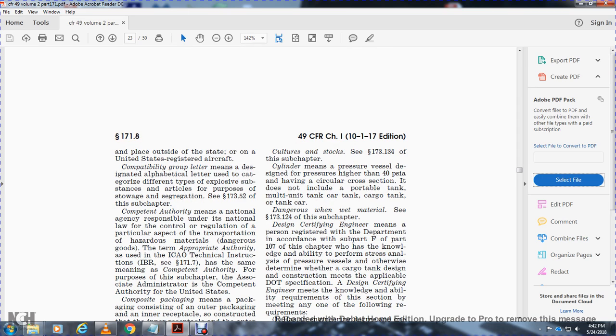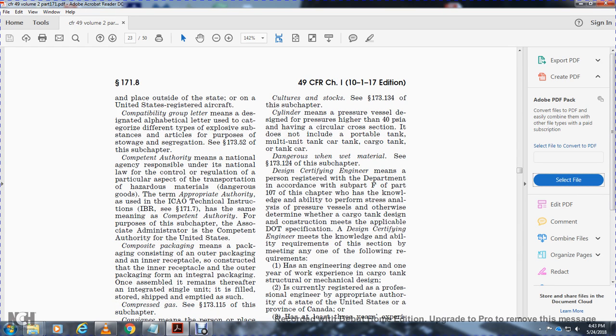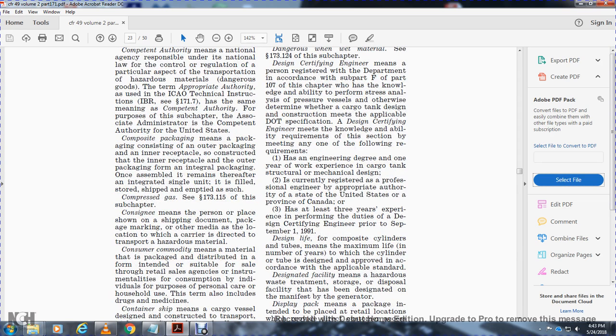Design certifying engineer means a person registered with the department in accordance with subpart F of part 107, who has the knowledge and ability to perform stress analysis of pressure vessels and otherwise determine that the cargo tank design and construction meet the applicable specification. A design certifying engineer must meet the knowledge and ability requirements of this section by meeting one of the following: has an engineering degree with at least one year of work experience in cargo tank structural and mechanical design; is currently registered as a professional engineer with the appropriate authority of a state of the United States or a province of Canada; or has at least 3 years of experience performing the duties of a design certifying engineer prior to September 1st, 1991.